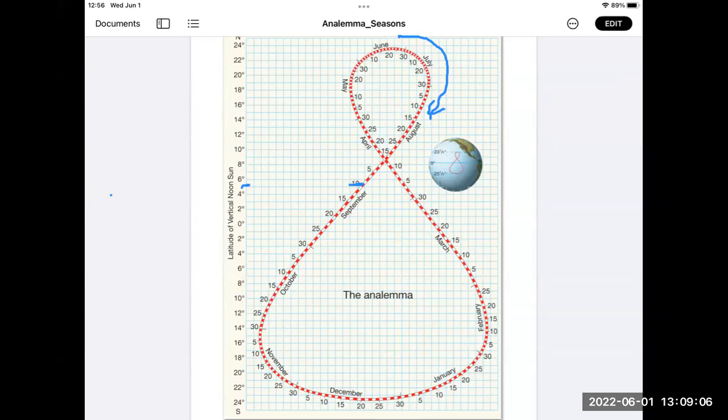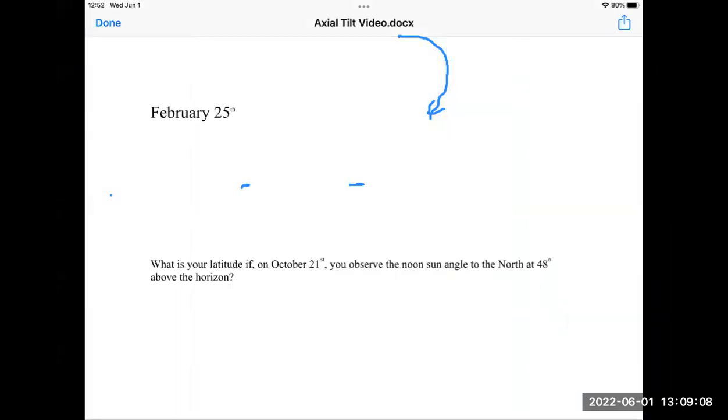Now, I want to work a couple of examples. I did include some videos from when I do this lesson in my face-to-face classes, but I thought this might help as well. Let's say you wanted to find the noon sun angle for February 25th.